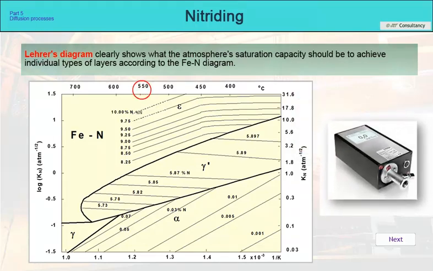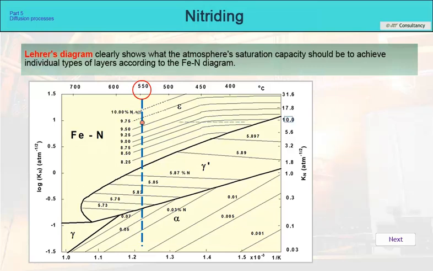For example, we want to nitride at a temperature of 550 degrees Celsius. If we start a line from this point, we see that it intersects strongly marked areas of transition between individual phases. The nitriding number Kn is plotted on the right vertical axis. If we have the saturation potential of the atmosphere expressed by the nitriding number 10, then we will nitride to form a white surface layer epsilon. If we reduce the potential to 1, then the result will be a white layer of gamma prime nitrides.